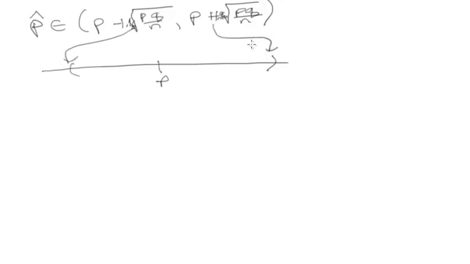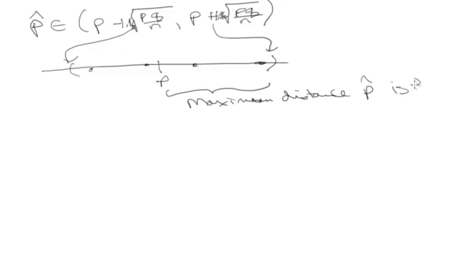or this point, meaning that the maximum distance, I don't know where p hat is. It's somewhere in here. Maybe it's here, maybe it's here, maybe it's actually quite close to here. But what these boundaries are telling me is the maximum distance p hat is from the mean, which is the population proportion, is 1.96 times the standard deviation, the square root of pq divided by n.